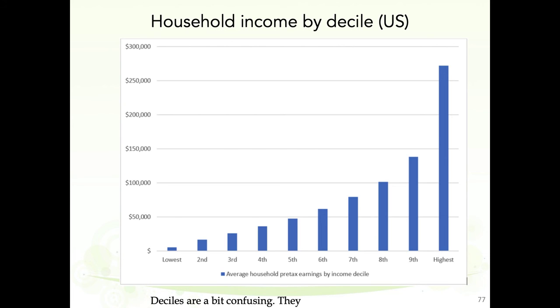Deciles here are a bit confusing, and I wanted to give you an example of it before I show you the one on drinking that I am really wanting to get to. Here is an example of deciles showing household income. So we have the lowest category here on the left, that's the bottom 10%. What's their average household income? And then on the right here, we have the highest 10%.